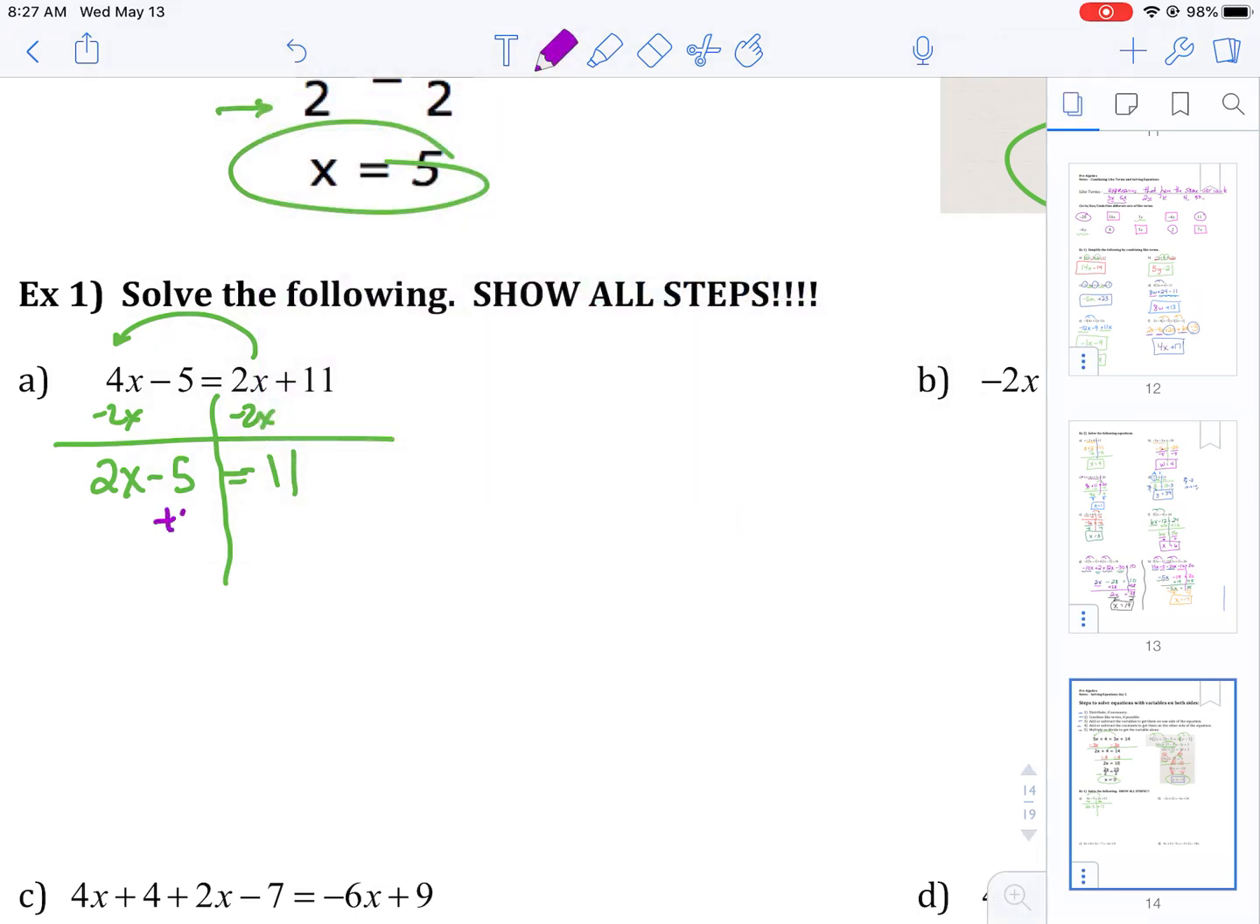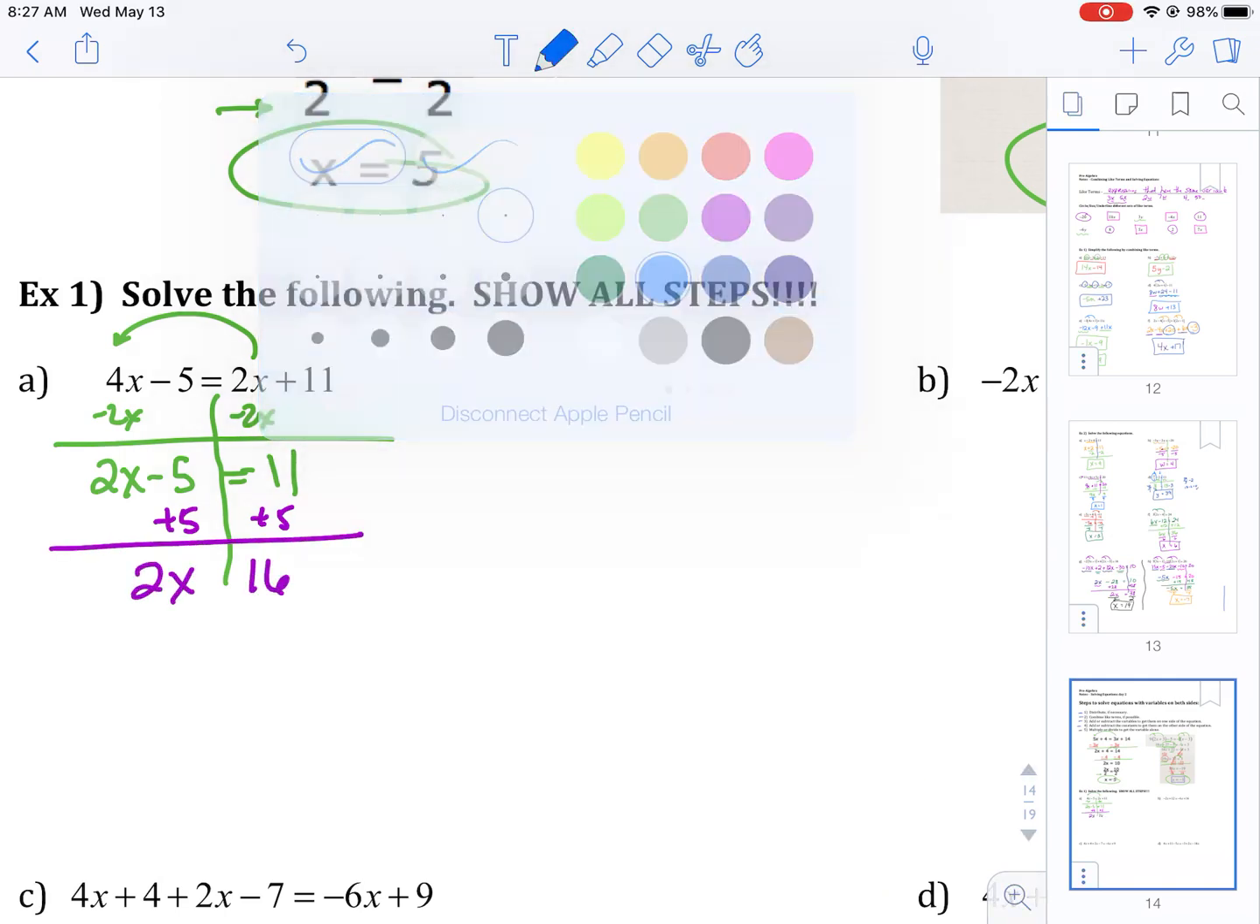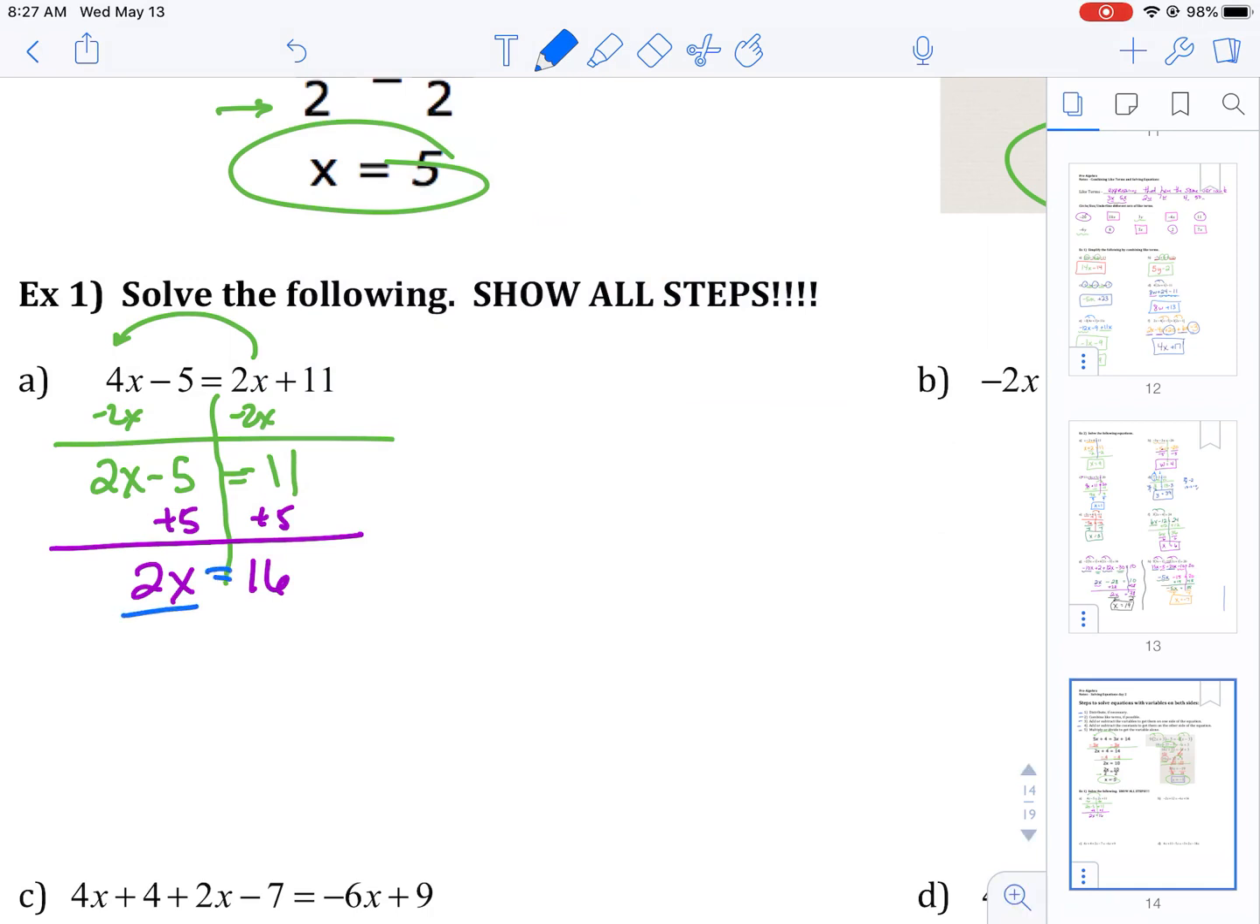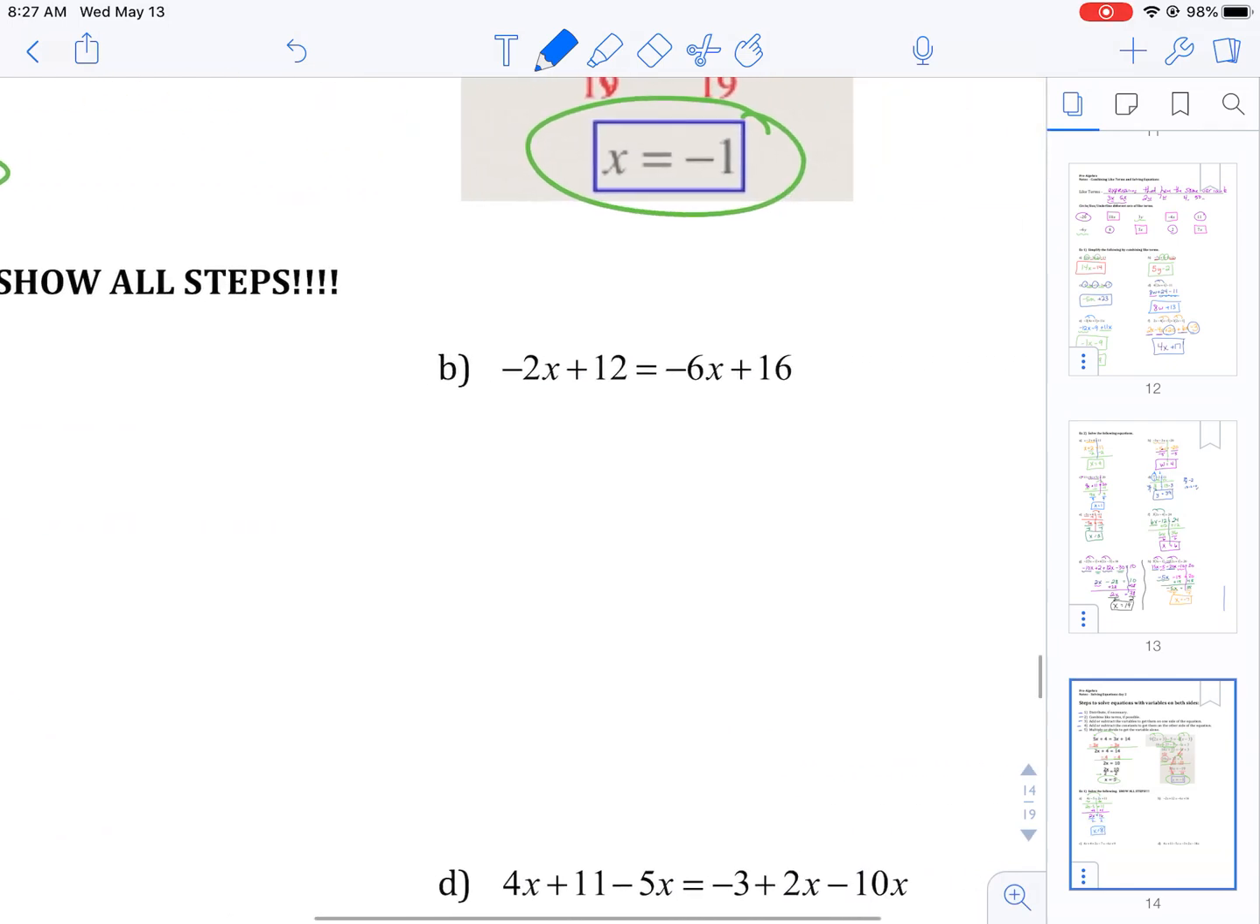All right, next step, I want to add 5 to both sides because the opposite of negative 5 is addition, positive 5. So that gives us 2x equals 16. And our last step is to divide. Divide both sides by 2. So we end up with x equals 8. And again, since this was multiplication, we need to divide.